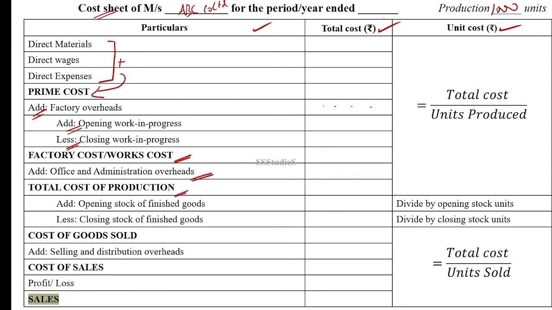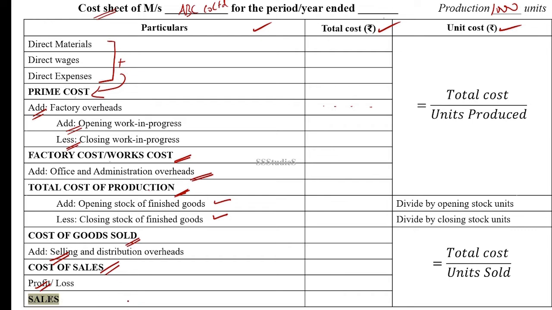I repeat, if you add direct materials, direct wages, and direct expenses, you get prime cost. To that, you add all the factory related indirect expenses, and then you add opening work in progress and deduct closing work in progress, you will get factory cost. To this factory cost, add all the office and administration expenses, indirect expenses, you will get total cost of production. To the total cost of production, you add opening stock of finished goods and deduct closing stock of finished goods, you will get cost of goods sold. And to this cost of goods sold, when you add selling and distribution expenses, you get cost of sales. Add to that profit or deduct loss, you will get the selling price.